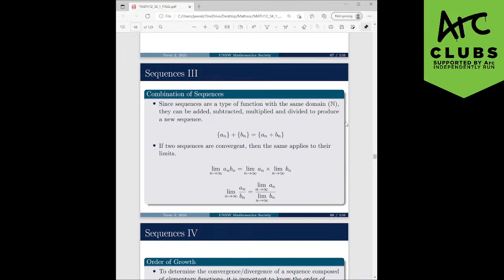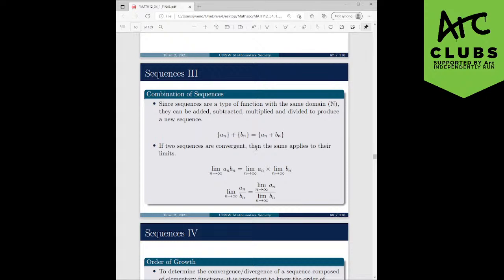Combining sequences. This one's pretty alright. Pretty sure everyone just accepts this. You can add sequences together. Like if you had a square number sequence 1, 4, 9, 16, described by n squared, and you had the cubic sequence, 1, 8, 27, 64, which was n cubed, they would be the same as the n squared plus n cubed sequence if you added those two sequences together. And you can do that with multiplication and division.